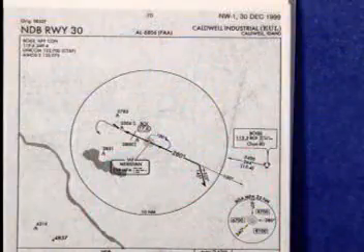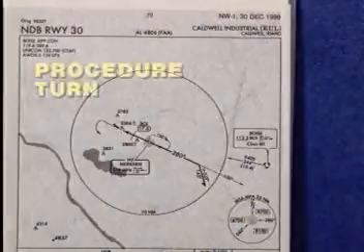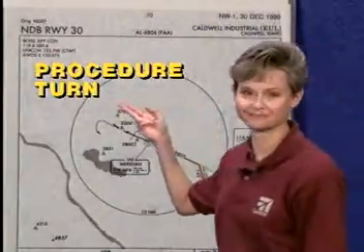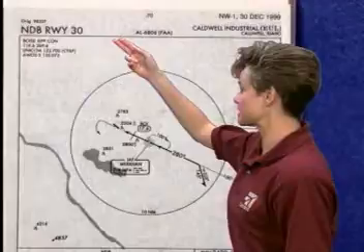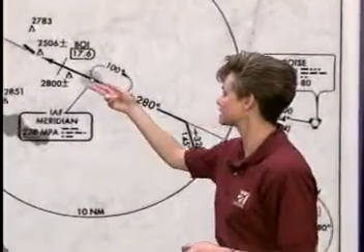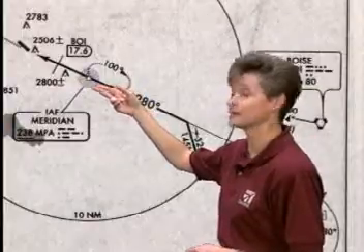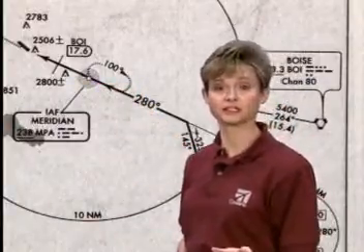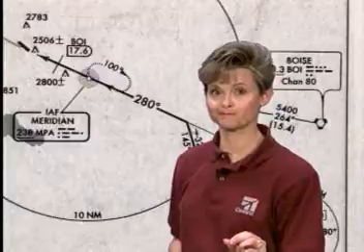The most common form of course reversal is a procedure turn. Let's use this NDB approach to runway 30 at Caldwell, Idaho as an example. Regardless of which direction you are coming from, you will start this approach by flying directly to the NDB. This makes sure that you start the approach from a known position.